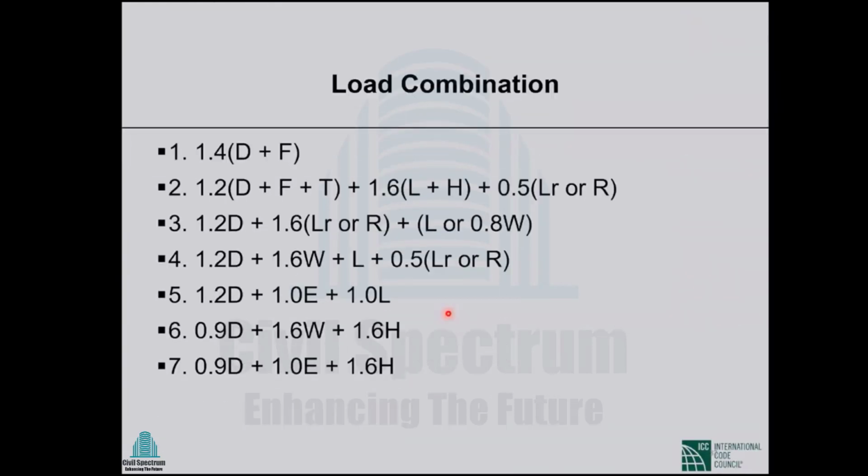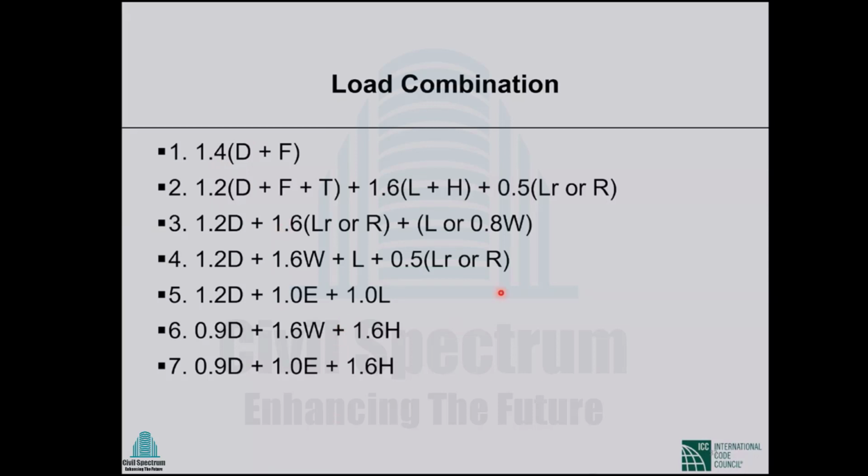Load combination, as you can see, is completely different from the previous version. The overload factors are much smaller than the previous version. So that is another important difference, and this is according to SC 705. SC 705 has been followed here.